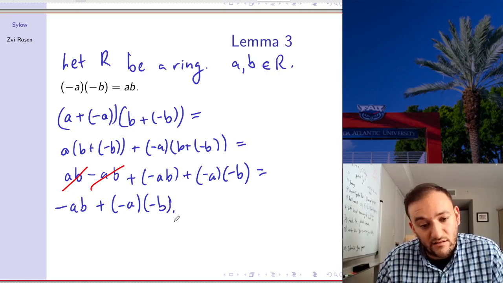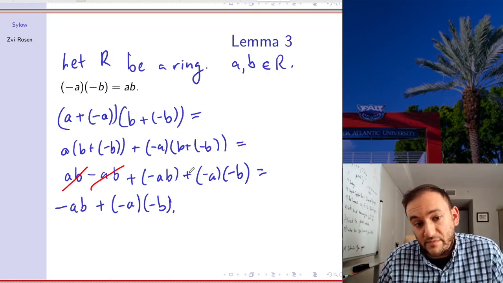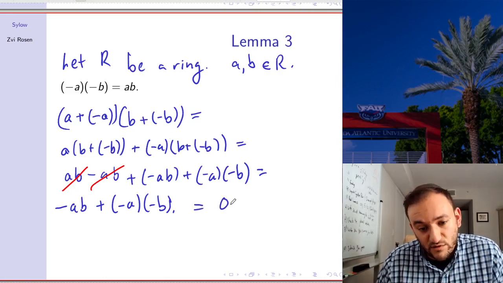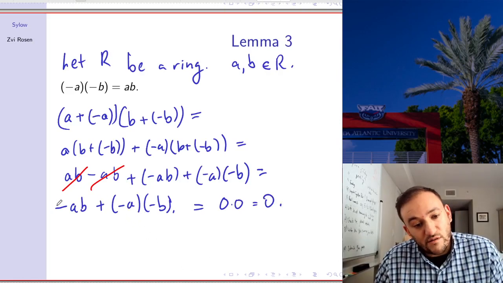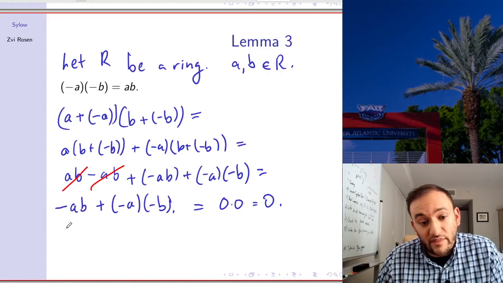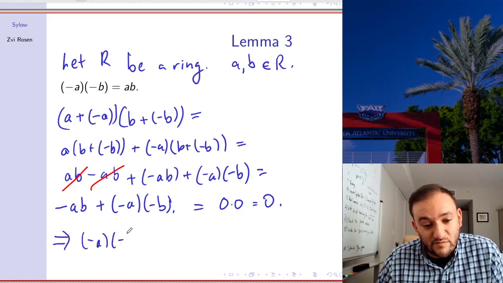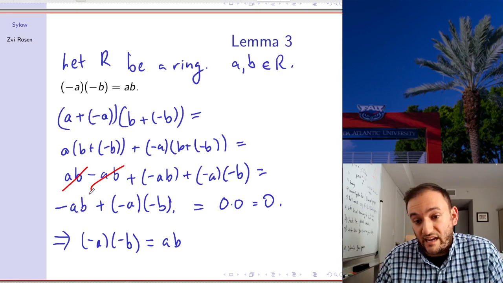On the other hand, we know that what we started out with up here was 0 times 0, so this has to be equal to 0 times 0, which is obviously 0. So if minus AB plus something is 0, that means that minus A times minus B equals AB, which is the additive inverse of minus AB.